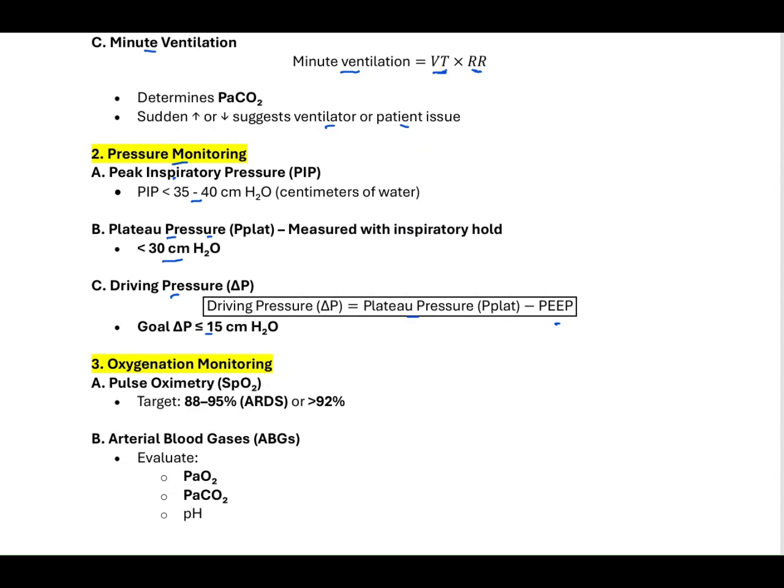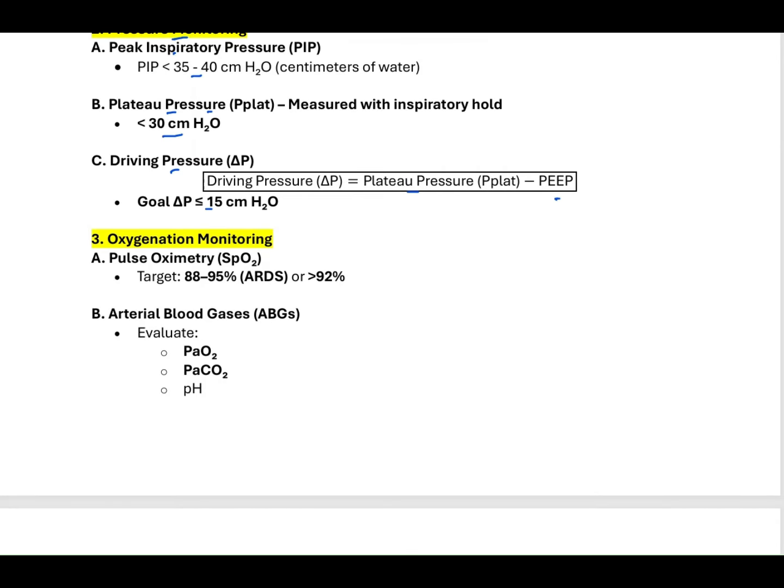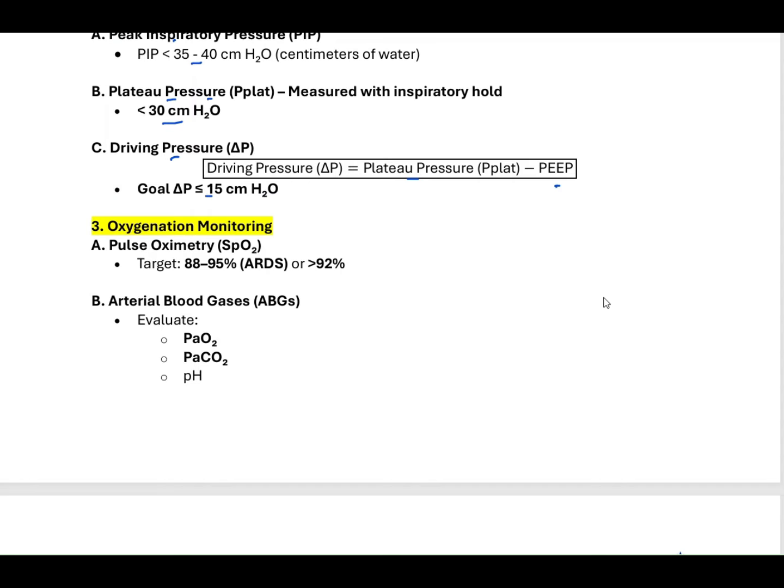The next thing that we're going to monitor on this mode is oxygenation. The easiest way at bedside is to look at the monitor and check the oxygen saturation. Of course, you want your oxygen saturation to be above 92. You can also check a blood gas, an arterial blood gas. The arterial blood gas gives us information about the partial pressure of oxygen in the plasma, the partial pressure of carbon dioxide in the plasma, and the pH.